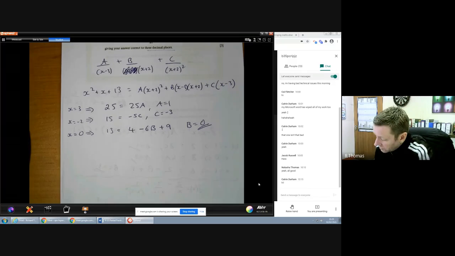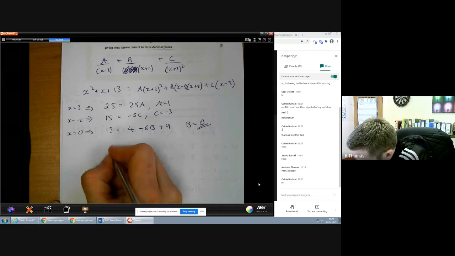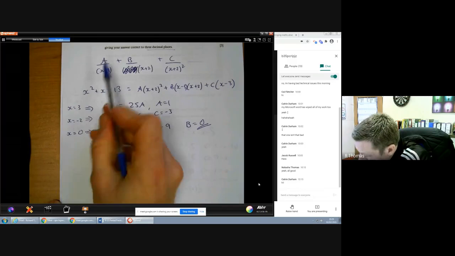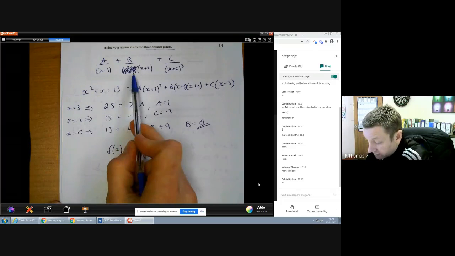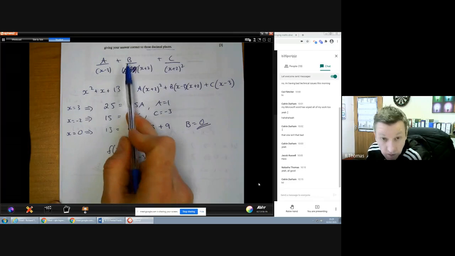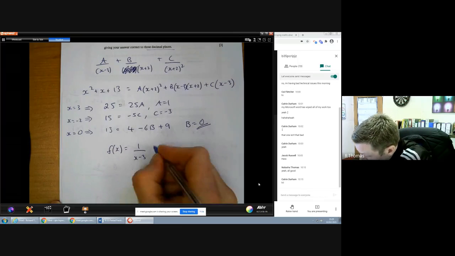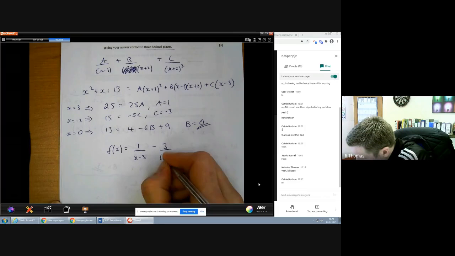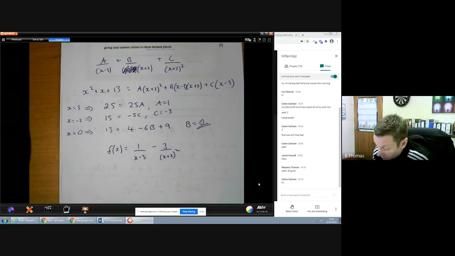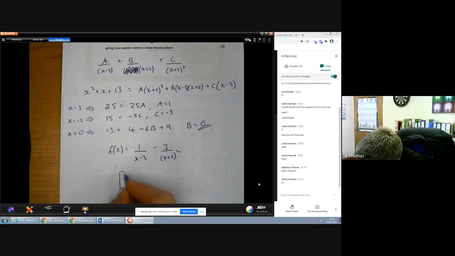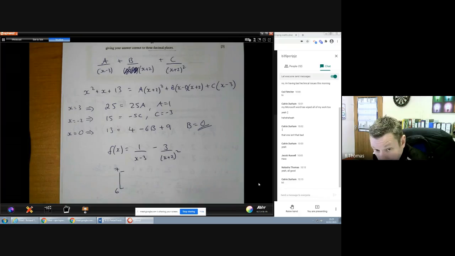Huzzah! So we are left with f of x equals A over x minus 3, which is 1 over x minus 3. This one has disappeared because B is 0. C is minus 3, so it's minus 3 over (x plus 2) squared. Right, so now we need to integrate that. So we want the integral of that, and the limits are 7 and 6. Put it in square brackets now, 7 there and 6 there.